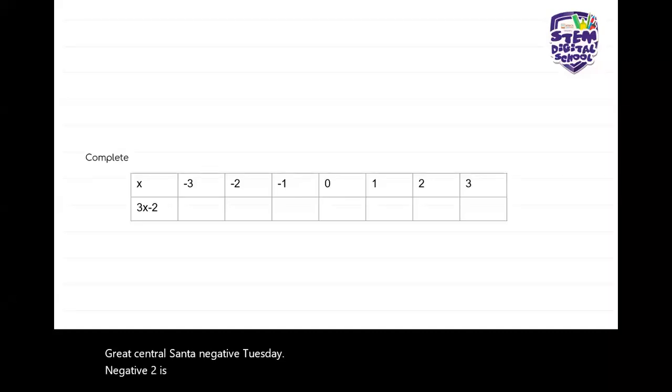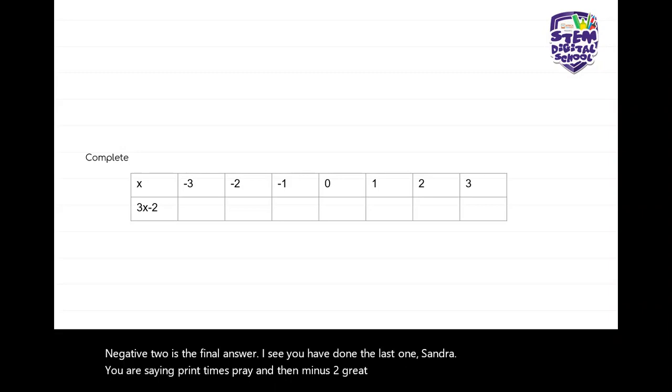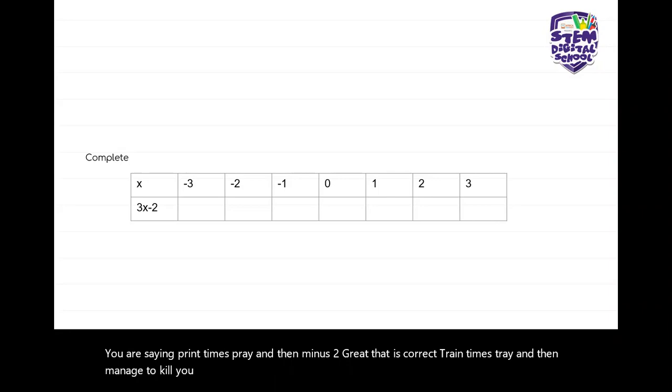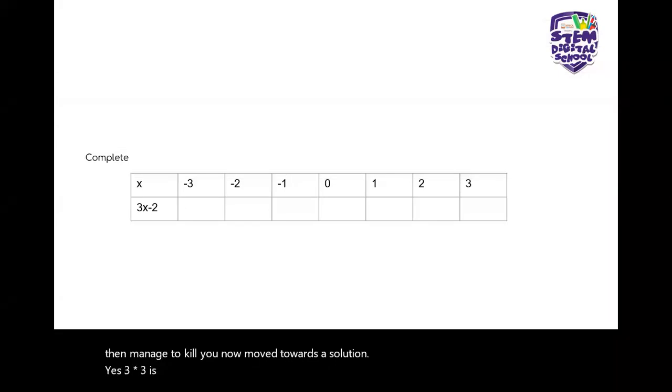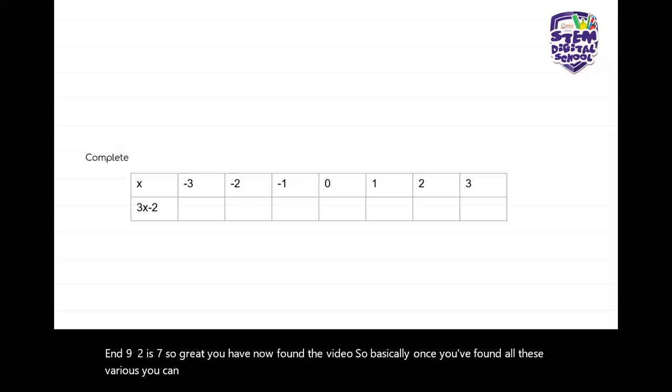I see you have done the last one, Nhlanhla. You are saying 3 times 3 and then minus 2. Great, that is correct. Can you now move towards a solution? Yes, 3 times 3 is 9, and then you have 9 minus 2, and 9 minus 2 is 7. So great. You have now found the value. So basically, once you have found all these values, you can just put them in your table. Basically, that is how you can do it.